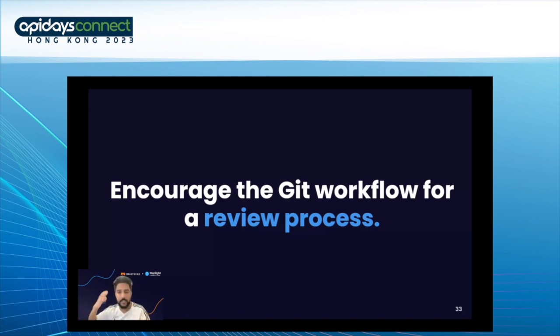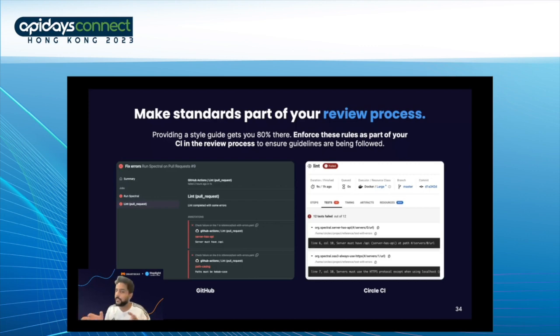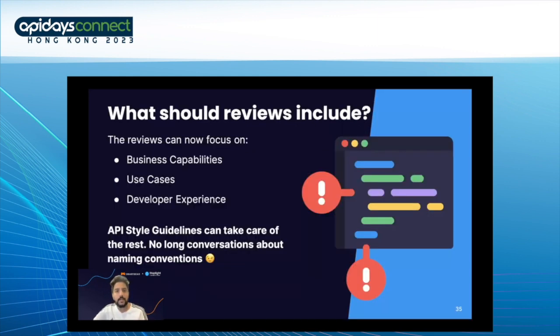Developers and designers are already used to following that for their code, and they could do the same for their API designs. Make the standards, be it reusing reusable components or the linting errors, part of your review process itself, so that you can focus on more important things, like does the API do what it is meant to do, rather than focusing on the naming conventions or how the error object should look. This really makes things faster.